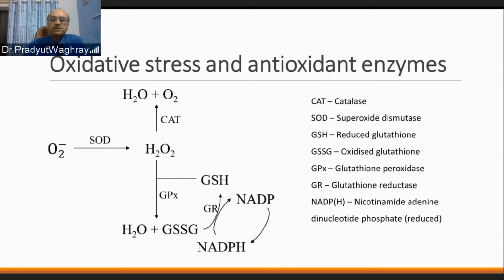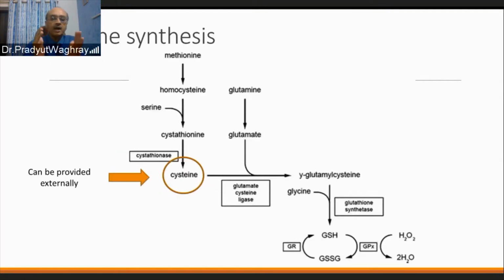This oxidized glutathione is again acted upon by glutathione reductase and forms the reduced glutathione, which is a very potent antioxidant. This also changes the cycle from NADPH, the reduced form of nicotinamide adenine dinucleotide phosphate, to NADP. To summarize, it is the reduced form of glutathione which has very potent antioxidant activity. So how is this glutathione produced?